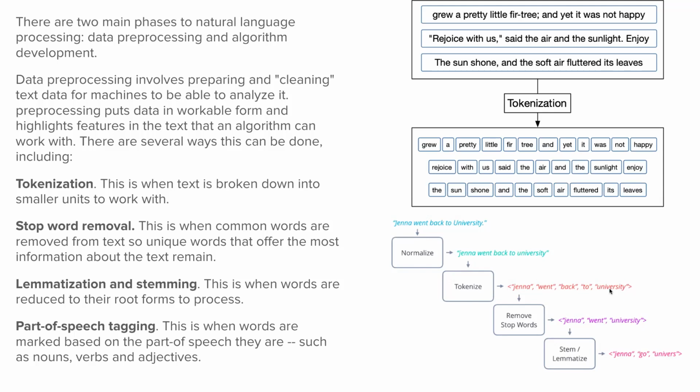And university, universe, universities, universes. So it has to be reduced to a stem of universe. Then you do part of speech tagging. This is when words are marked based on their part of speech, such as nouns, verbs, and adjectives. So you specifically identify this keyword is a verb, this keyword is an adjective, this word is a noun.